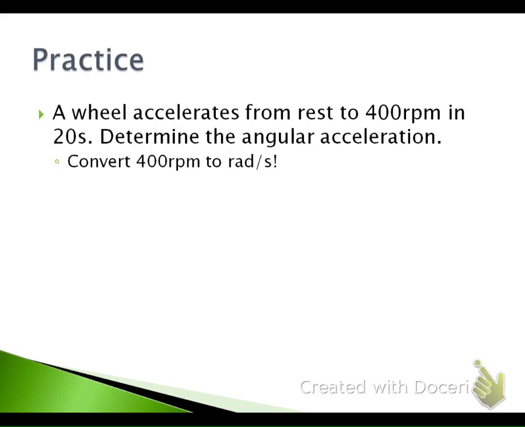All right, so this one tells us a wheel accelerates from rest to 400 RPMs in 20 seconds. What's the angular acceleration? Okay, so our first goal has to be to convert 400 RPMs to radians per second. So that RPM is given to us, that's our angular velocity, but we've got to put it in radians per second.